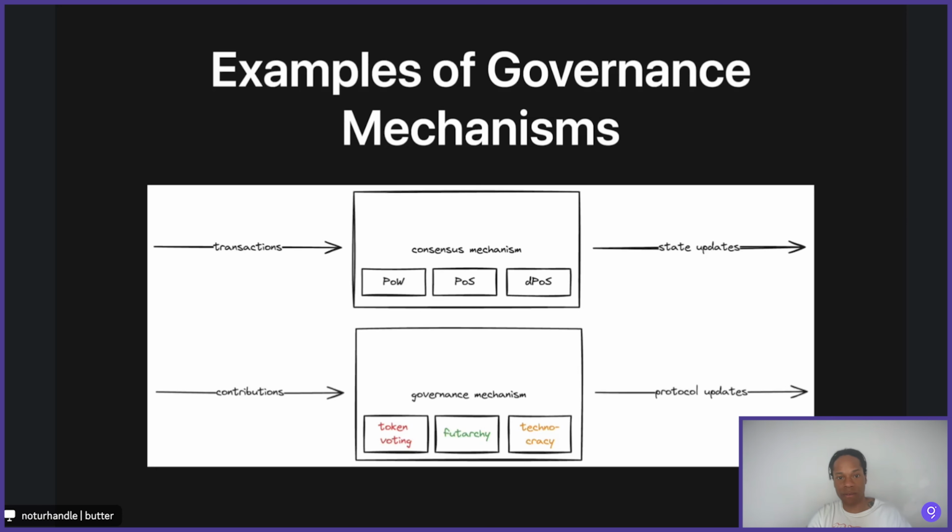So when we update the state, we come to some consensus. And similar with governance mechanisms, they are taking contributions, things that people want to add or want to change. We run them through something like token voting or like a technocracy, which is just the kind of like the improvement proposal process in Ethereum, for example, or futarchy, which is governance by prediction markets. And then eventually you make a decision and you have protocol updates.